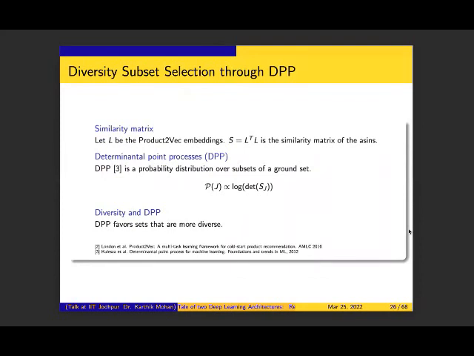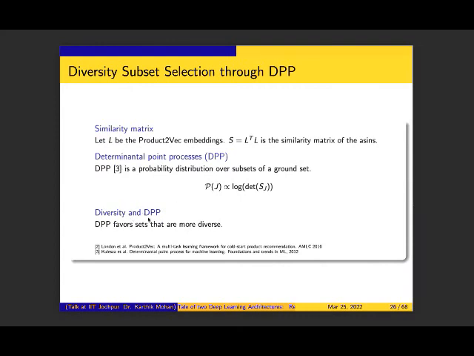So we use a diversity promoting model based on determinantal point process. A determinantal point process is a probability distribution over subsets of a ground set. So the idea is that it's now a subset selection problem. Let's say you have 1,000 products, and in those 1,000 products, you want to pick the top 100 that are relevant, but also diverse. So that's a subset selection problem. So how to promote diversity? In this case, the determinant can help with diversity. So that's the idea of the determinantal point process.